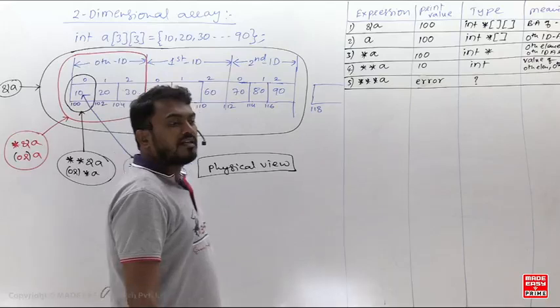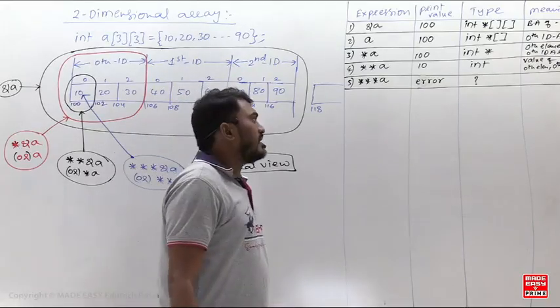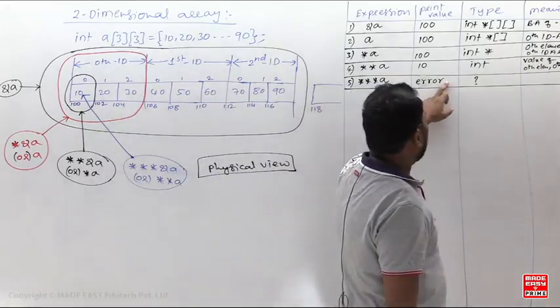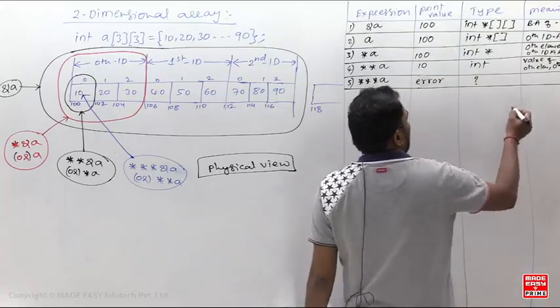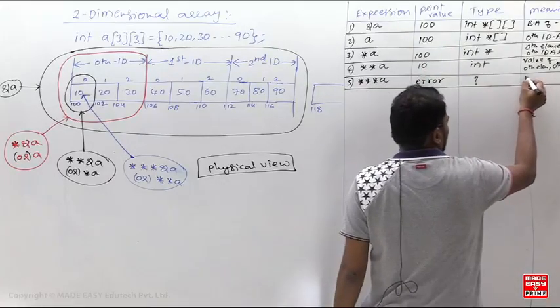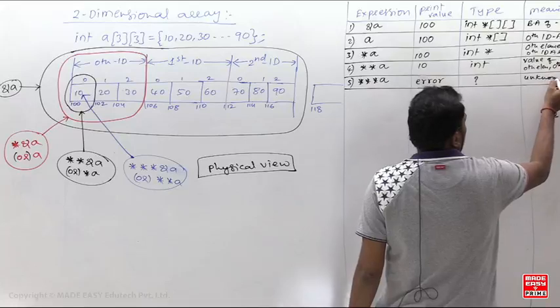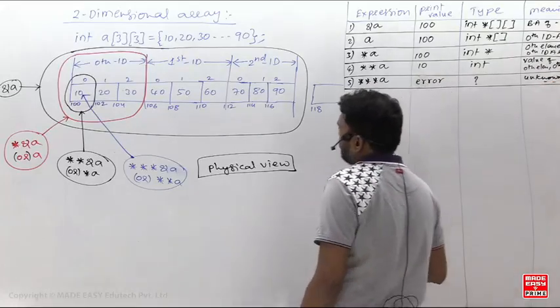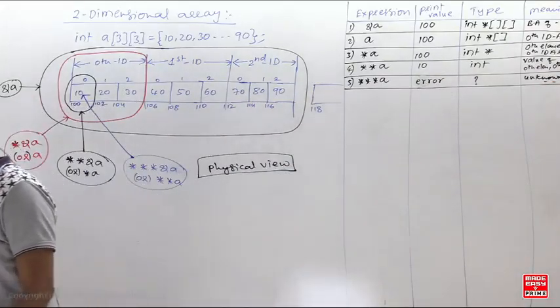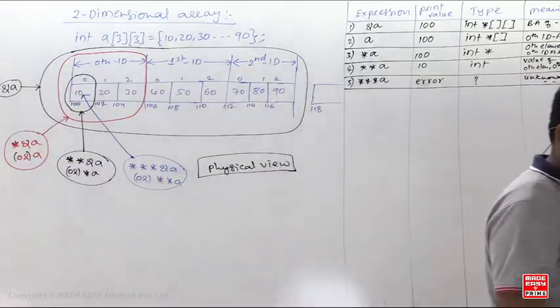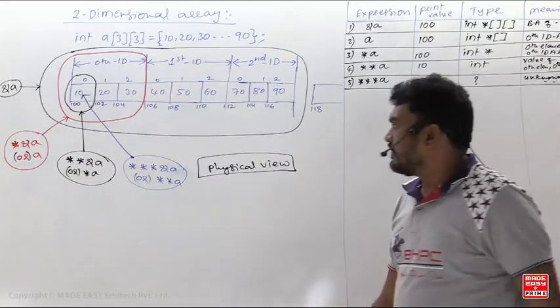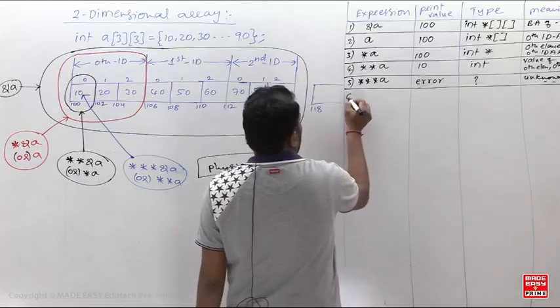So there is a mismatch. The declaration is one thing, you are doing something else. So that will print error. The type, we don't know where it is pointing, right? And what is the meaning? Referring to an unknown location. Referring to an unknown location. Very good. Excellent.